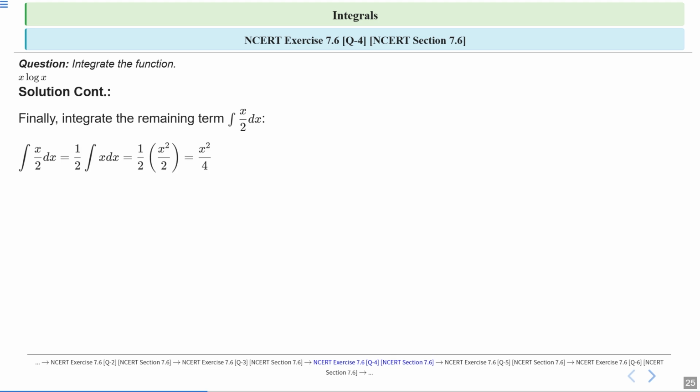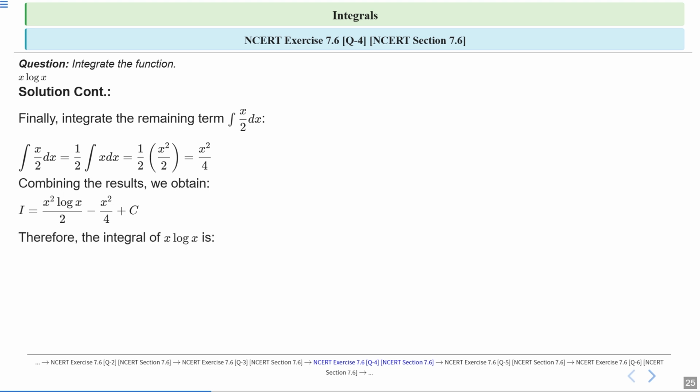Integrate the term x by 2 dx. Constant comes out, 1 by 2 integration of x dx, that is 1 by 2 into x² by 2, that is x² by 4. Combining the result, we obtain the integral of x log x is x² log x by 2 minus x² by 4 plus c. That is the solution of the integral of x log x.